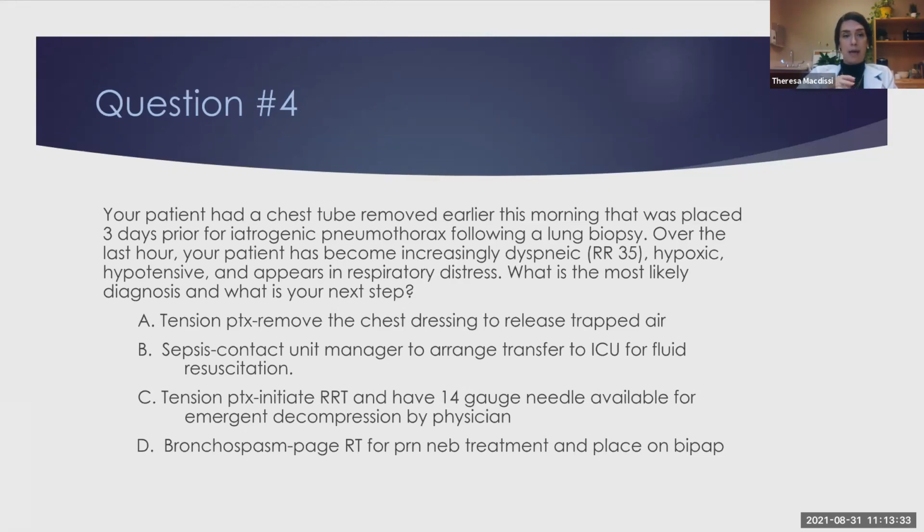Is it A, a tension pneumothorax, remove the chest dressing to release all the trapped air? B, sepsis, contact your unit manager to arrange transfer to the ICU for fluid resuscitation. C, tension pneumothorax, initiate a rapid response team and have a 14 gauge needle available for emergent decompression by physician. Or D, bronchospasm, page the RT for an as-needed neb treatment and place the patient on BiPAP.